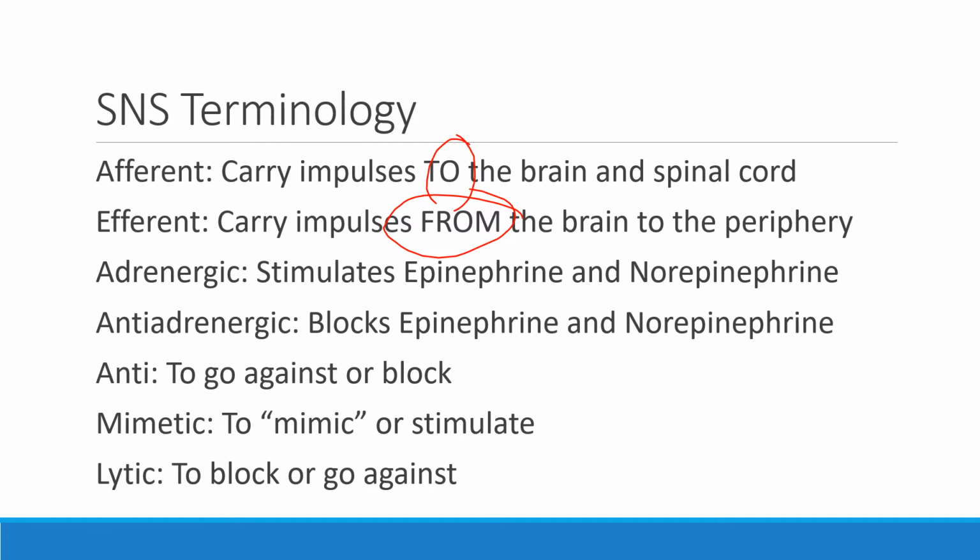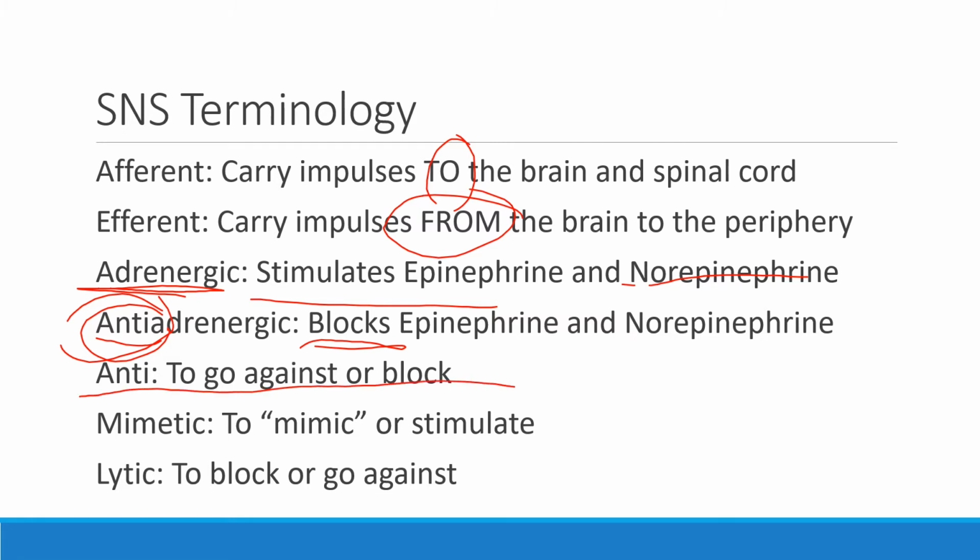Adrenergic stimulates epinephrine and norepinephrine. So anytime you see an adrenergic, it's stimulating or mimicking epinephrine or norepinephrine. Anti, which is the key prefix there, anti-adrenergics block epinephrine and norepinephrine. So we're going to try to block that response to decrease blood pressure and decrease all those sympathetic responses. So anti means to go against or to block.